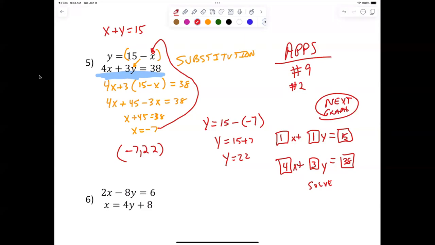-7 and 22. Now, I can't do any more for you than that now. Right, but are you allowed to just put the answer on the test? No. All right.